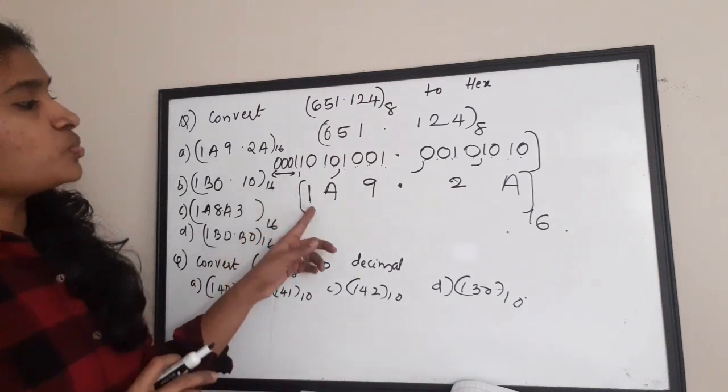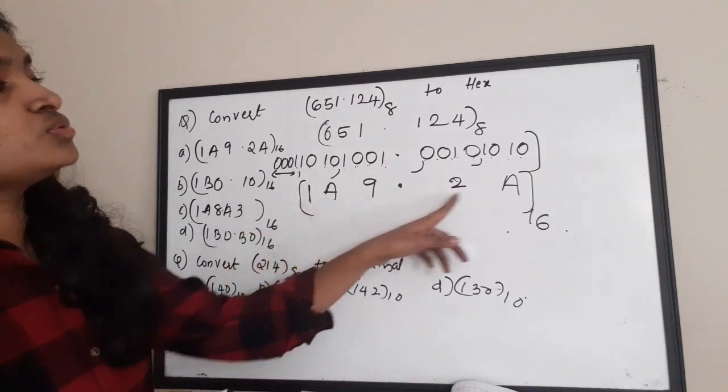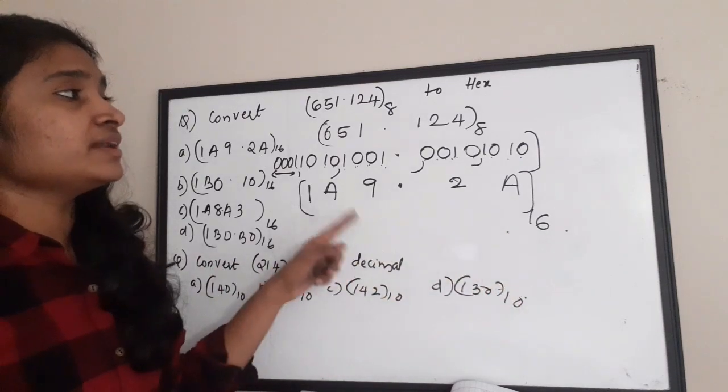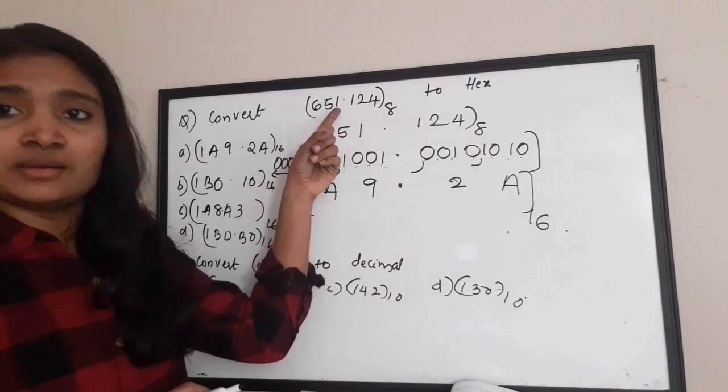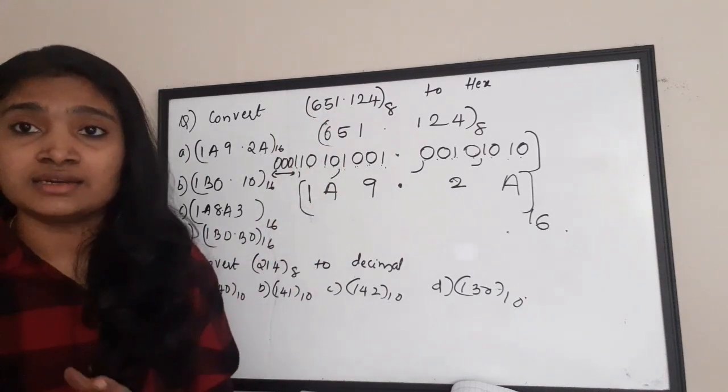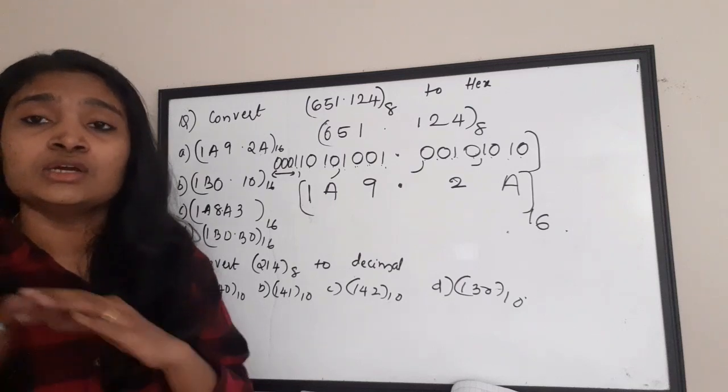Okay, so that is 1A9.2A to the base 16. This is your hexadecimal number for this octal number. Okay, so the easiest way to convert a hexadecimal number or an octal number to the other.